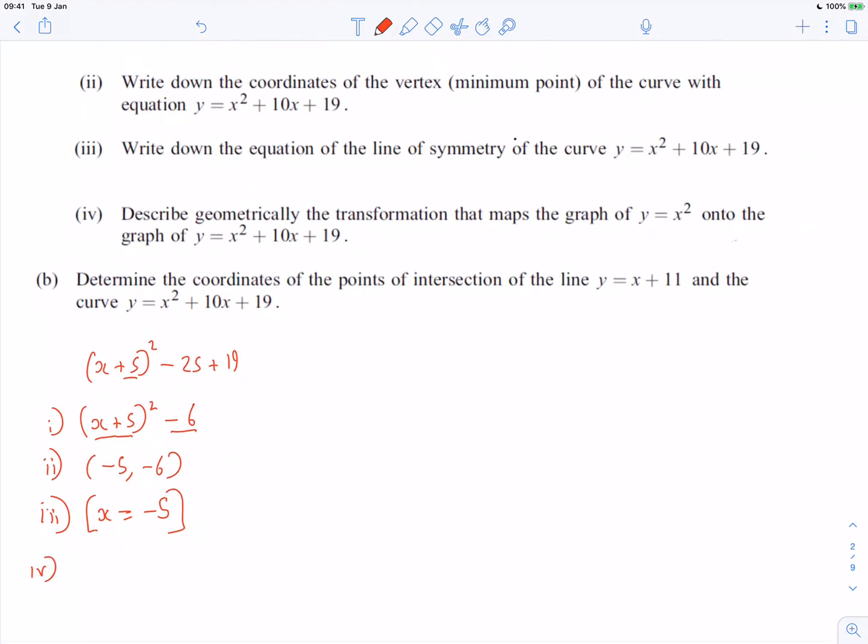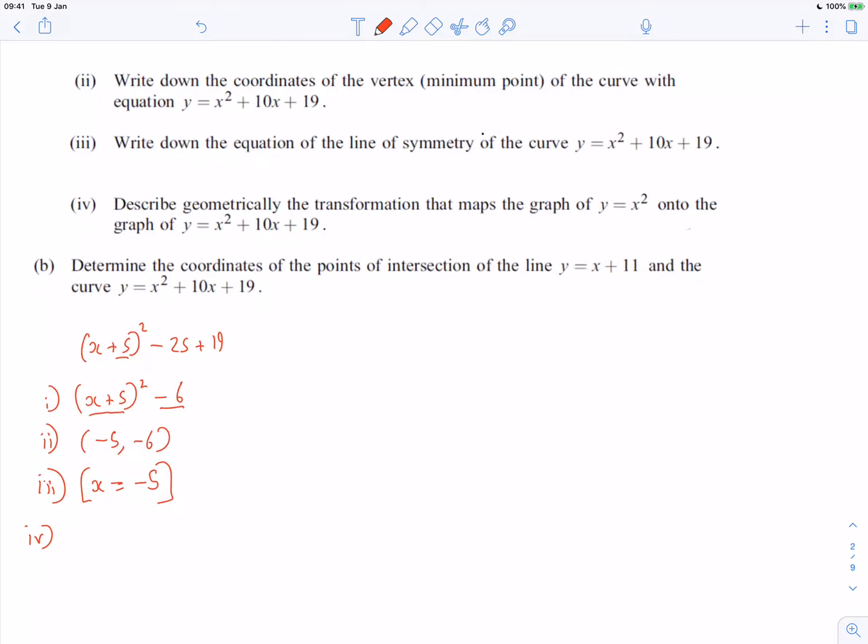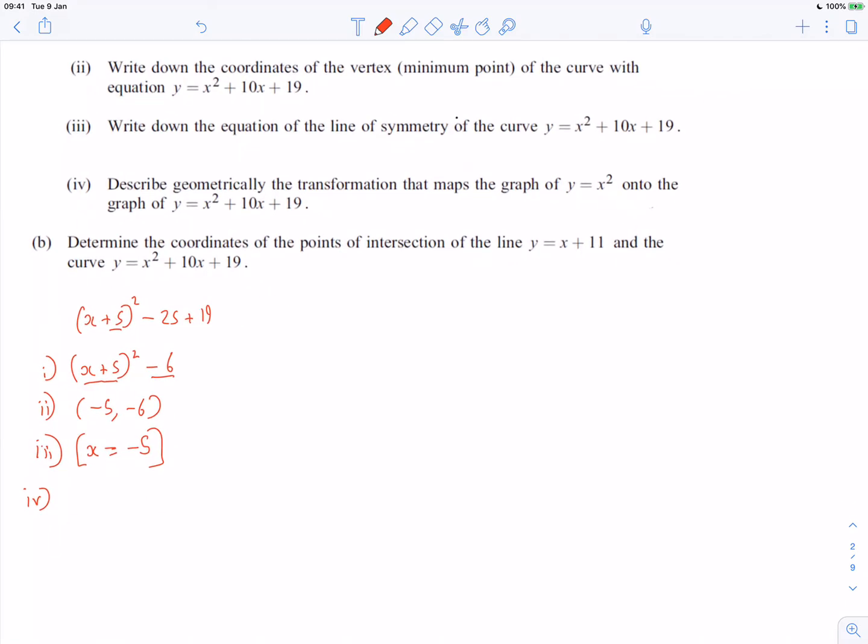Then part 4, describe geometrically the transformation that maps y equals x squared onto the graph. Okay, so what does y equals x squared look like? It looks like this. Why does it look like that? Because when y is 0, x is 0, and if we try and do the quadratic formula, the only point we're going to get out is just 0, so it must be looking like that. And now let's have a look at what is going on here. So it's got a minimum at minus 5 and y is minus 6, so it's down there, and it crosses the y-axis at 19 up here. So it's going to do something like that.